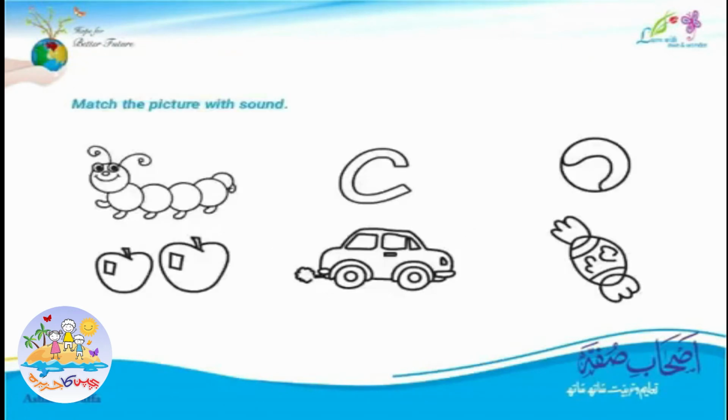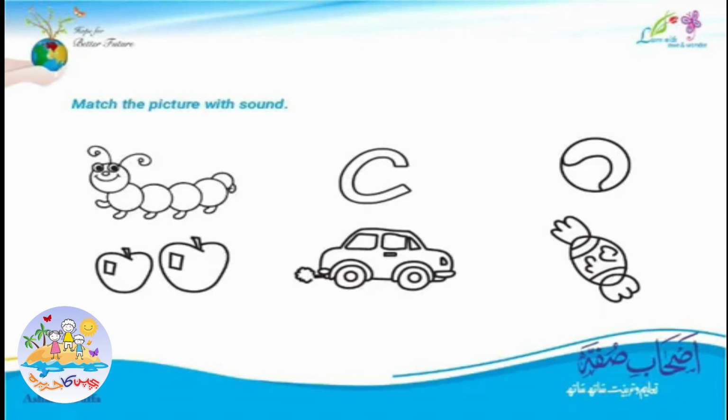Now please match the picture with its sound. Caterpillar. What is the initial sound of caterpillar? K. Then please match it with K.